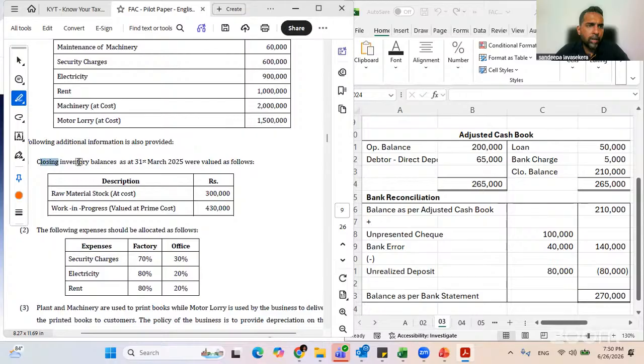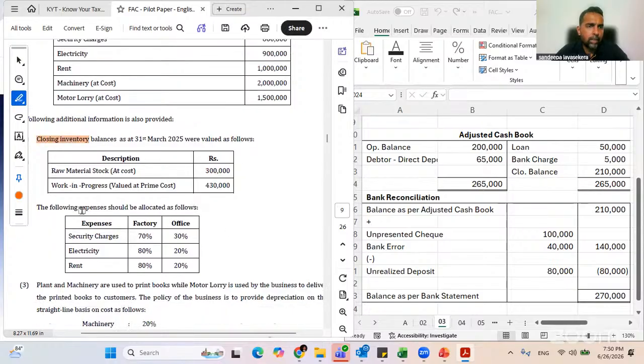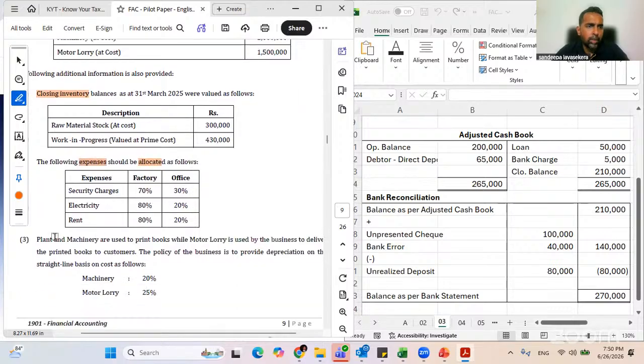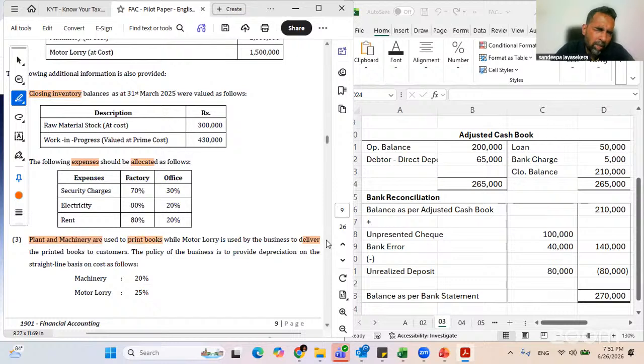Then you have the closing inventory balances. Expense allocations are given to you. They are saying plant and machinery are used to print books, but the motor lorry is used to deliver. So that means my plant and machinery depreciation is part of my manufacturing cost, but not the lorry depreciation, because the lorry is being used to deliver the finished goods. Manufacturing account will factor the cost incurred to manufacture the items, not beyond that. So machinery depreciation is something that matters to us.